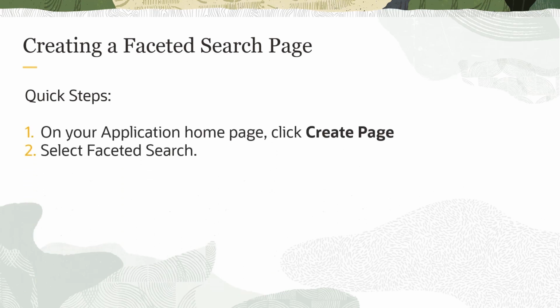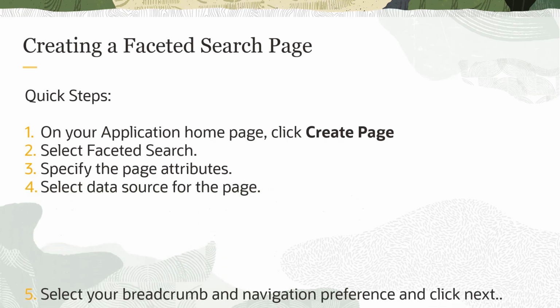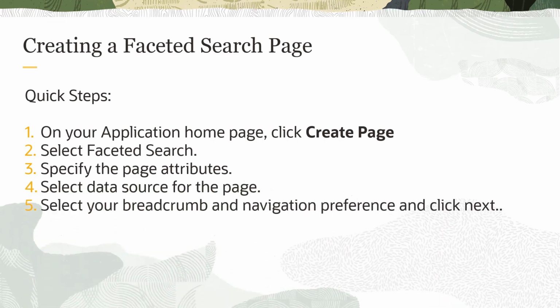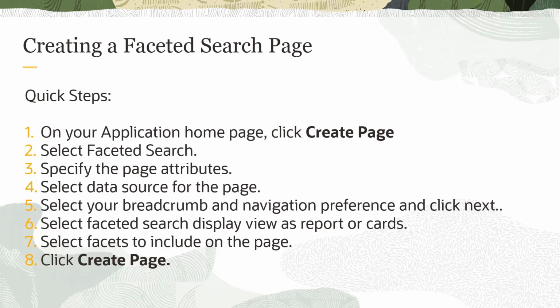Let's review the steps involved in creating a faceted search. On your application home page, you click on Create Page and select Faceted Search. Specify the page attributes, select the data source for the page, select your navigation preference, and then select the Faceted Search display view as either reports or cards. Select the facets to include on the page. Finally, click on Create Page.